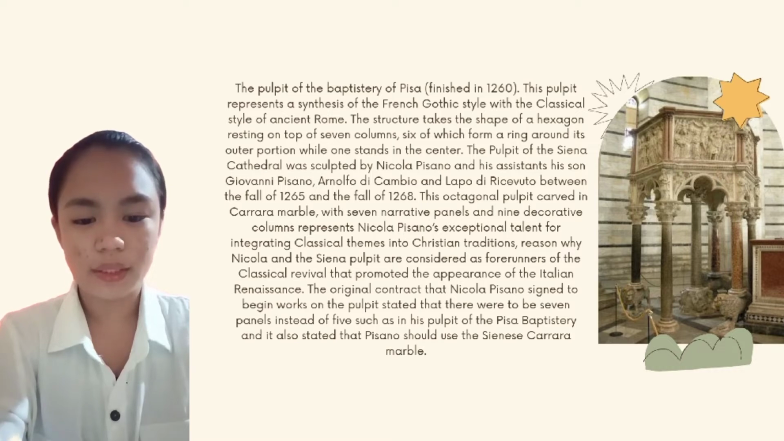The original contract that Nicola Pisano signed to begin works on the pulpit stated that there were to be 7 panels instead of 5, such as in his pulpit of the Pisa Baptistery, and it also stated that Pisano should use the Senese Carrara marble.